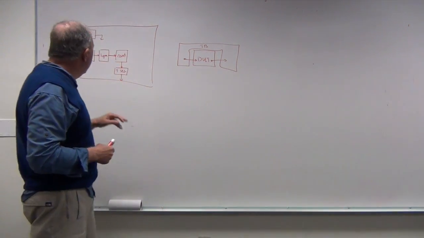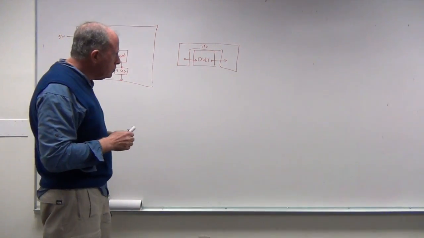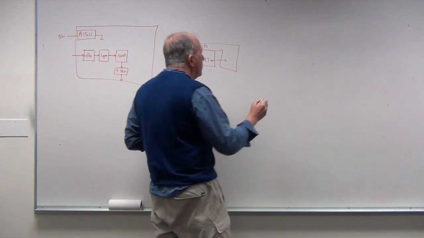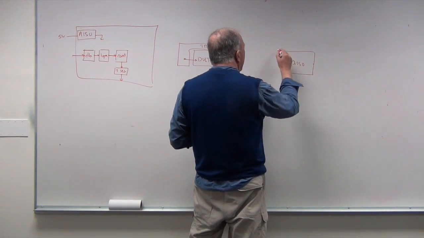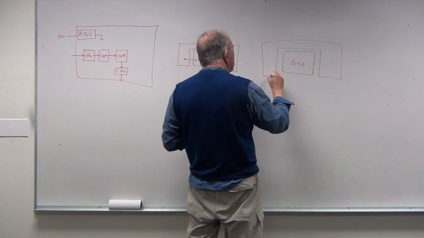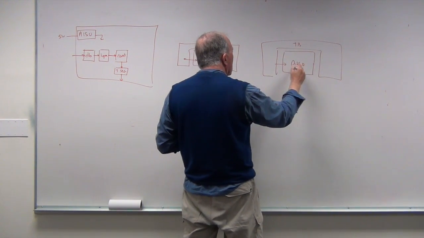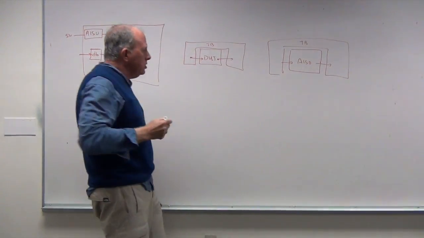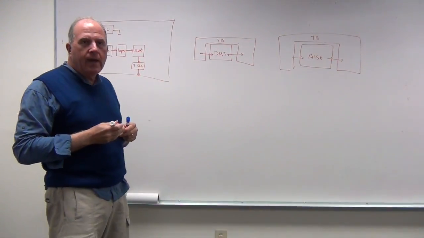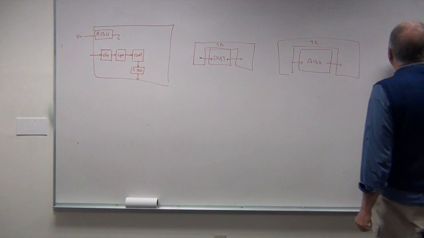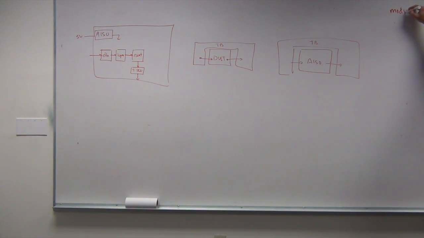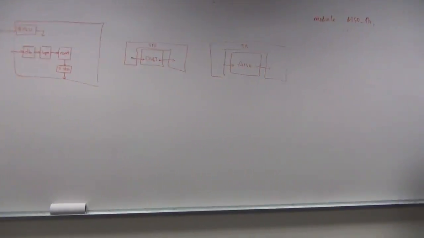So my recommendation is that we take each of these, and the AISO could be the first. Then we create a test bench around it. Now what I wanted to do tonight is just to walk through a couple of these and see how it would go. So for my test bench, I would say module AISO_TB.